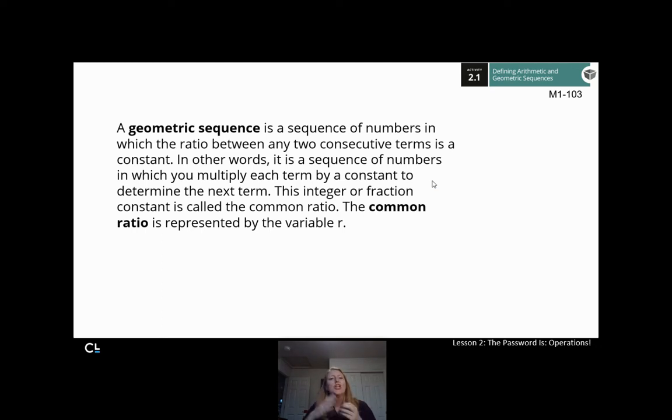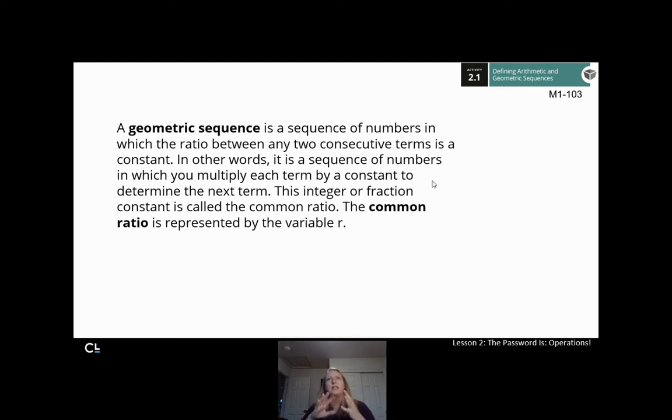So if you're multiplying by the same thing every single time, or dividing, you can write it as a fraction. So if you're multiplying by the same thing every single time, then you are dealing with a geometric sequence. And this number, whether it's an integer or a fraction, this constant that we're multiplying by every single time is called the common ratio. And the common ratio is, of course, represented by the variable R. R for ratio. That's how that goes.